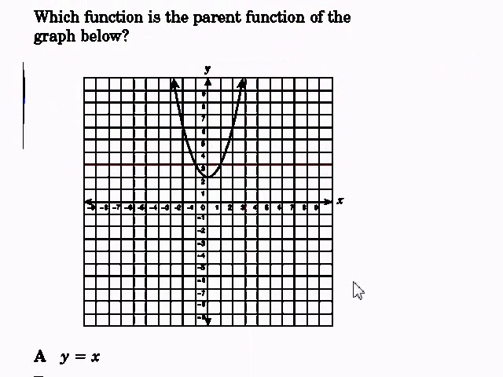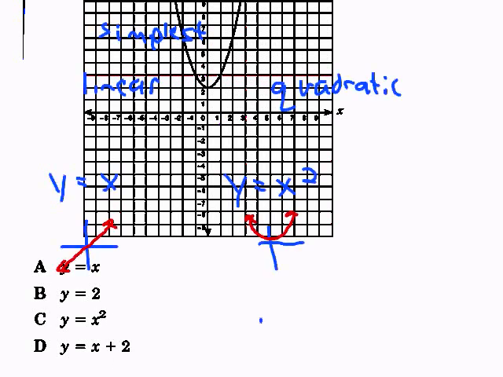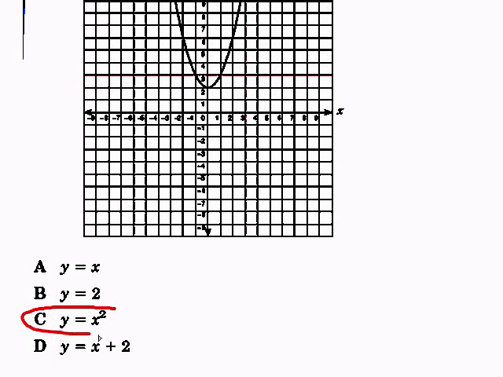So based on what we just got through learning, which function is a parent function for the graph below? Let's take a look at our answer choices. This little U-shape matches which one of these ideas of a parent function? The correct answer should be choice C, because choice C is a U-shape, and you could find that real easily just by substituting each one of these into your y equals on your calculator and finding out which one gave you the same basic shape as what we were given on our graph.